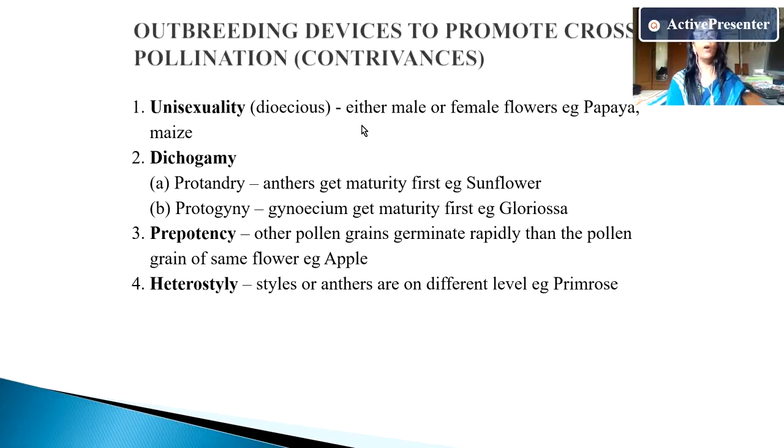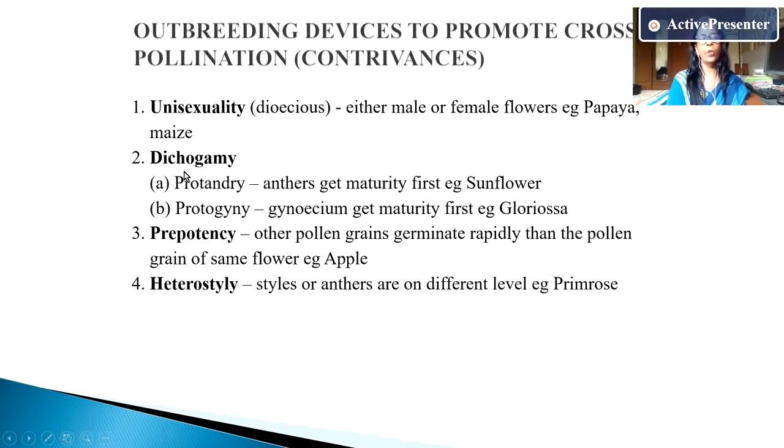Then what are the outbreeding devices to promote cross pollination? These are adaptations naturally present in the flowers. The first one is unisexuality. That is, flowers are dioecious, either male or female. In that case, they have to depend on foreign pollen grains. So in the same flower, pollination does not take place.